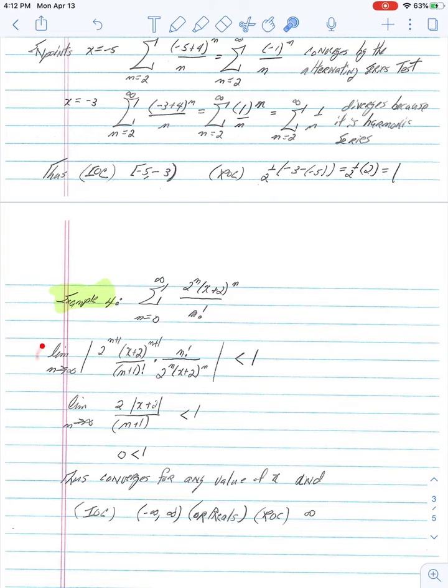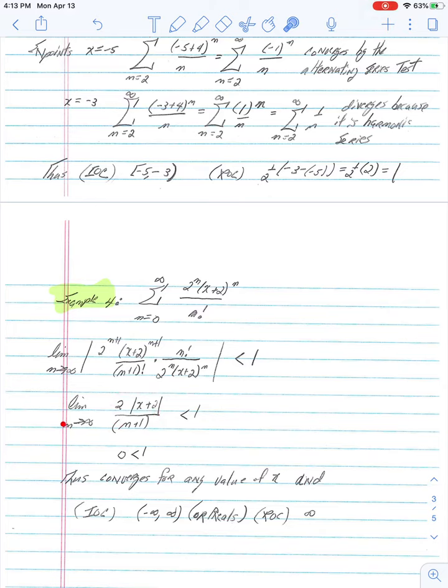The limit as n tends to infinity of a sub n plus 1 over a sub n. This is a sub n plus 1, divided by a sub n means I just flip this. I get this. Notice 2 to the n plus 1 and 2 to the n just gives me a 2 upstairs. X plus 2 to the n plus 1 over x plus 2 to the n just gives me an absolute value of x plus 2 upstairs. And n plus 1 factorial downstairs, n factorial upstairs just gives me a 1 over n plus 1. So this is what it simplifies to.